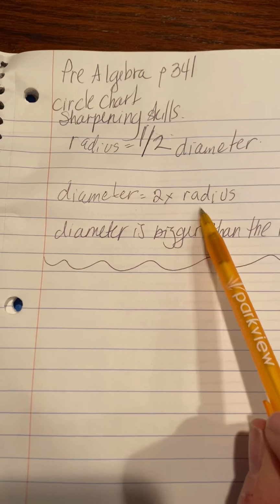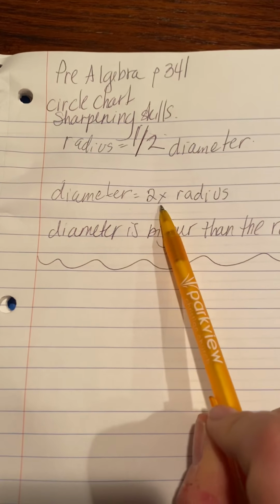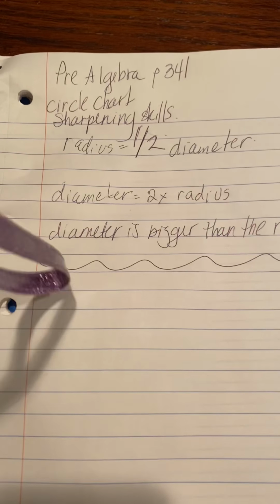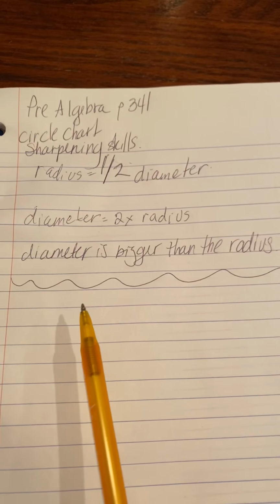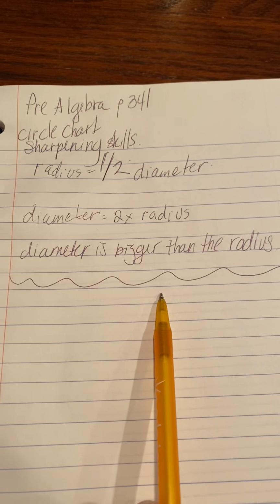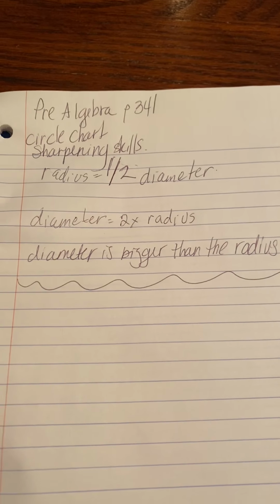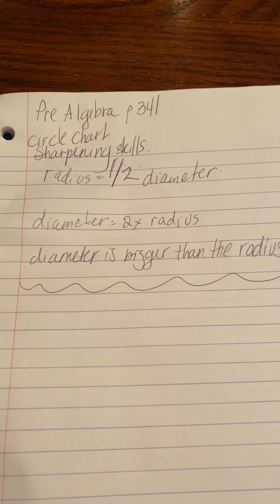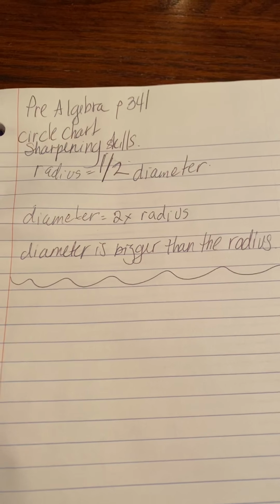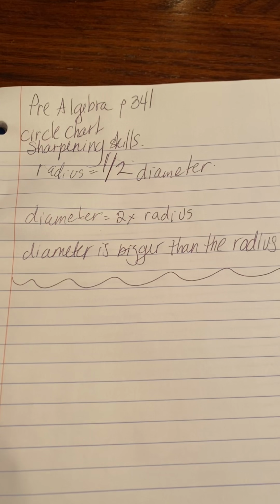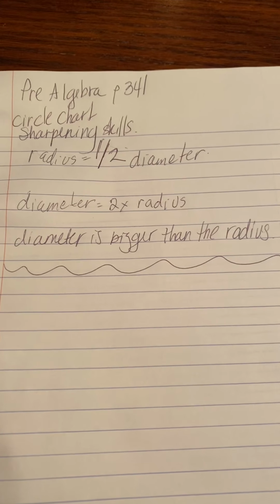So let's say they give you a radius, you have to multiply it by 2 in order to get the diameter. So you have to basically remember that the diameter is bigger than the radius. So if they give you a radius of 5, you want to make sure you don't put the diameter smaller than that. It has to be 2 times the radius if it's the diameter. Okay, so let's go through what they give us.